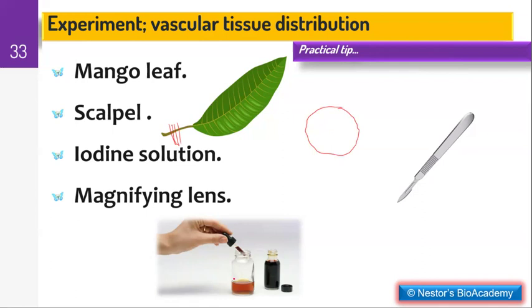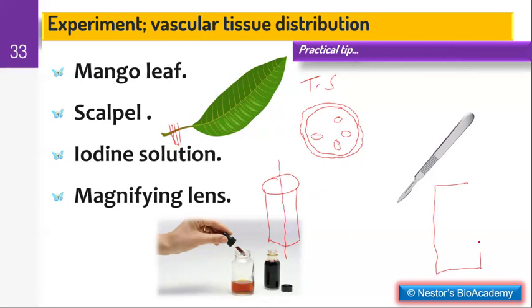And you will then add iodine solution to act as a stain. Then using the magnifying lens, you are supposed to observe through. Of course, you'll be observing the distribution of vascular bundles there, and then you might be required to make illustrations or drawings of the same. That is if you are making a transverse section. You might also sometimes be required to make a longitudinal section, where you are cutting in a longitudinal way, assuming this is the piece of the petiole. Then in the longitudinal cut, also using the magnifying lens, you can still make your observations and make your drawings.